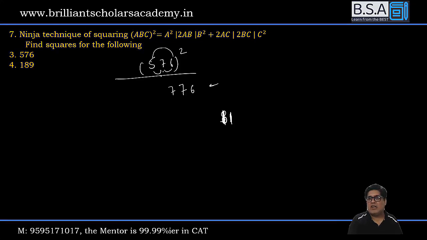5 into 7 is 35. Double, 70. 70 plus 11 is 81. Again carried over is 8. Now 5 square 25. 25 plus 8.